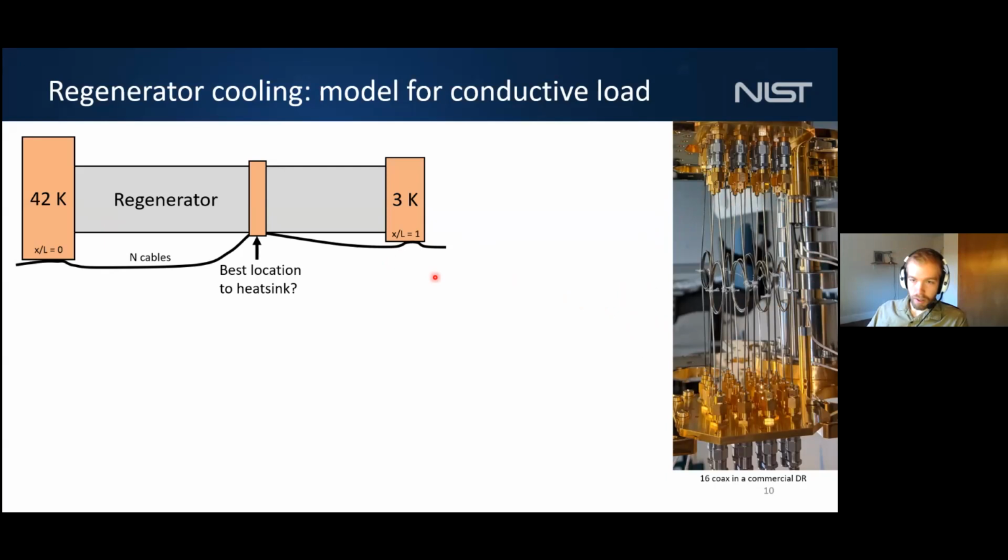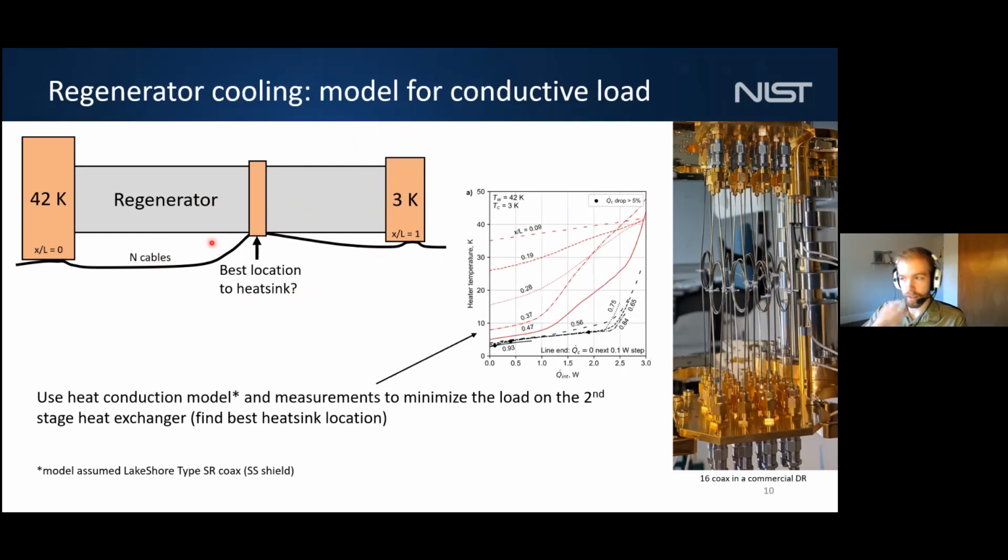We've talked to users of these cryocoolers, and something that they're unsure about is where they should be heat sinking these cables. You want to use this free source of cooling to remove some of the heat load at your second stage heat exchanger. And you know that you can use the regenerator to do this, but you're not sure where you should heat sink these cables. So that's what we're exploring here in these experiments.